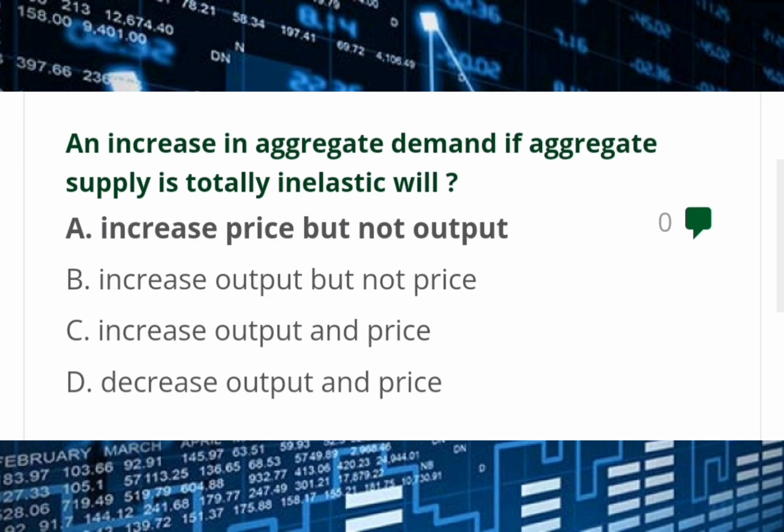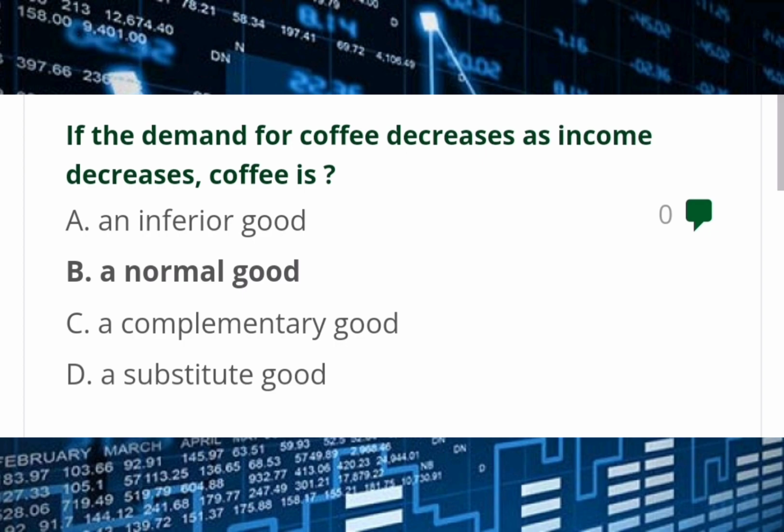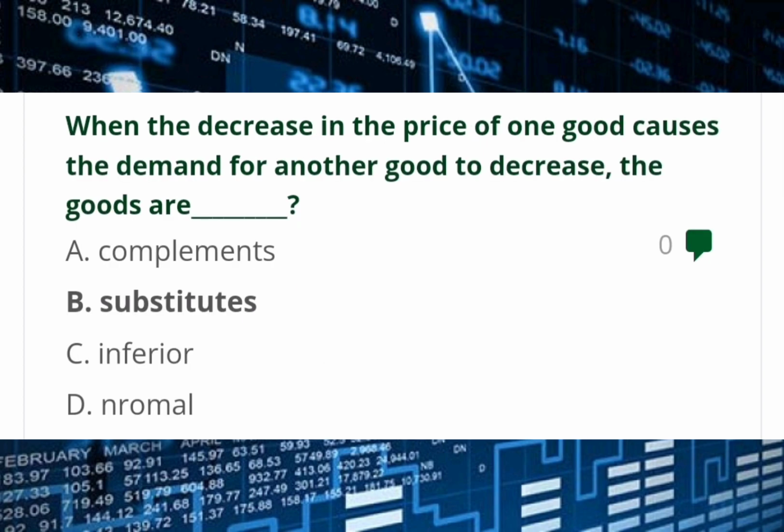An increase in aggregate demand, if aggregate supply is totally inelastic, will, answer A, increase price but not output. When excess demand occurs in an unregulated market, there is a tendency for, answer C, price to rise. If the demand for coffee decreases as income decreases, coffee is, answer B, a normal good. When the decrease in the price of one good causes the demand for another good to decrease, the goods are dash, answer B, substitutes.